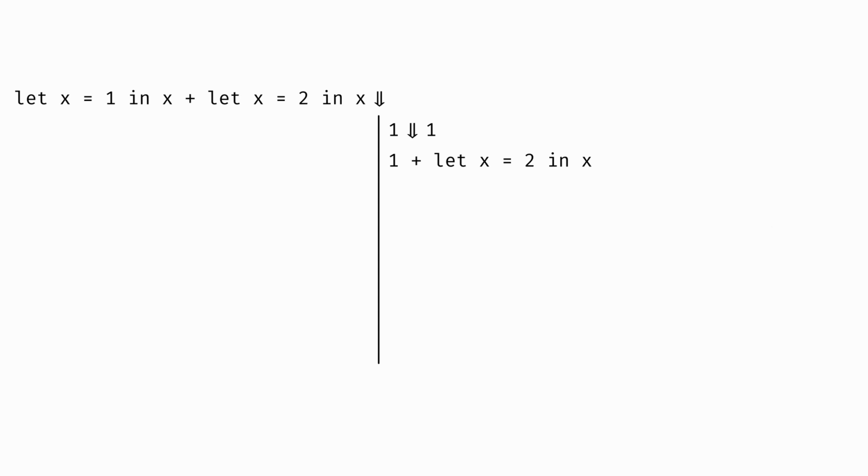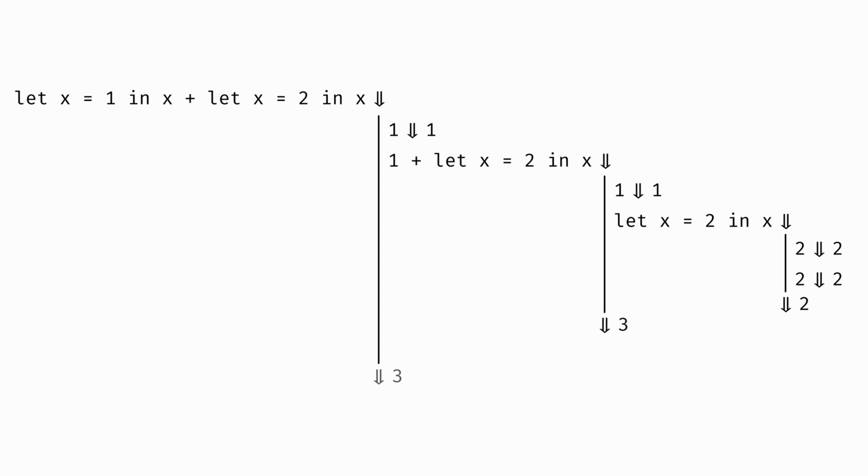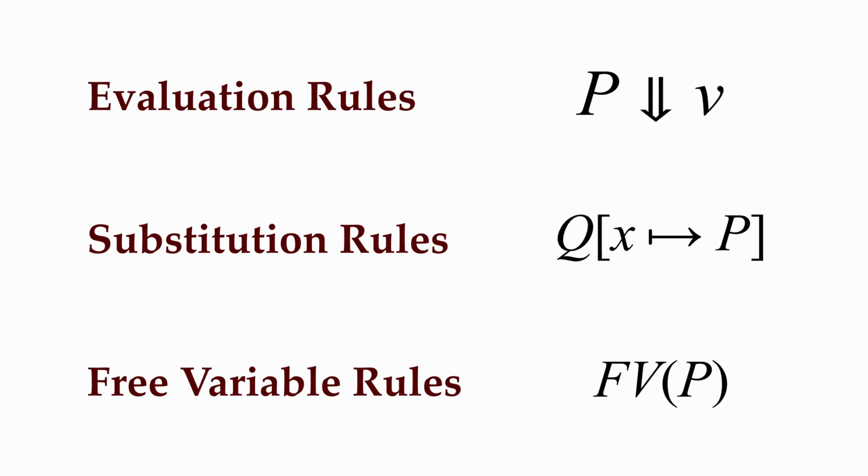Now we have an addition expression, so we'll evaluate the left to 1, and we'll evaluate the right, let x equal 2 in x, by first evaluating the definition 2, and then evaluating the result of the body x with x substituted with 2, which gives us 2. So we have 1 plus 2, which gives us the answer of 3. By using all of these rules, our rules for evaluation, substitution, and free variables, we now have a formal semantics for understanding what expressions evaluate to.